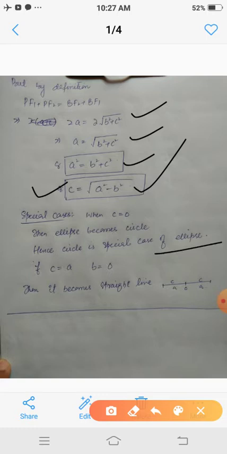Now if C is A, this means that the foci are at the endpoints of the major axis, that is the vertices, and B equals 0. When this happens, it simply means that we will get a straight line. So a straight line is also a special case of an ellipse.